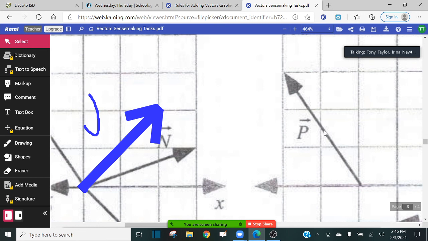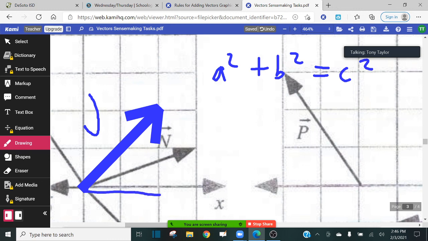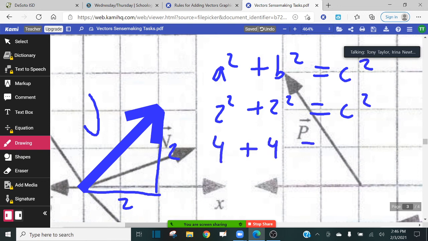Please, guys, don't forget that. Anytime I ask you to find the magnitude of a vector, you would use Pythagoras theorem. So in this case, we will use a squared plus b squared equals c squared, right? It's obvious that if this side is 2 and this side is 2, we will want to use Pythagoras theorem. 2 squared plus 2 squared equals c squared. This is 4 plus 4 equals c squared. So this is 8 equals c squared. So guess what that means? That means c is the square root of 8.